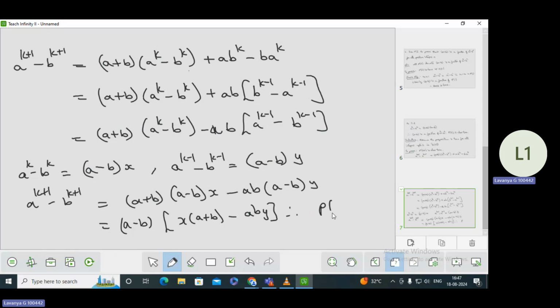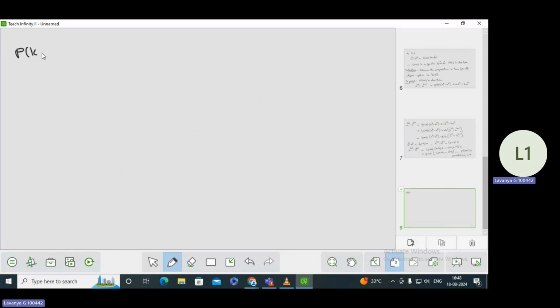Therefore, clearly my P(k+1) is divisible by a - b. Hence, what can I say? P(k+1) is true. Therefore, by mathematical induction, the result is true. This problem carries some importance. So we will do another sum by giving specific values to your a and your b.